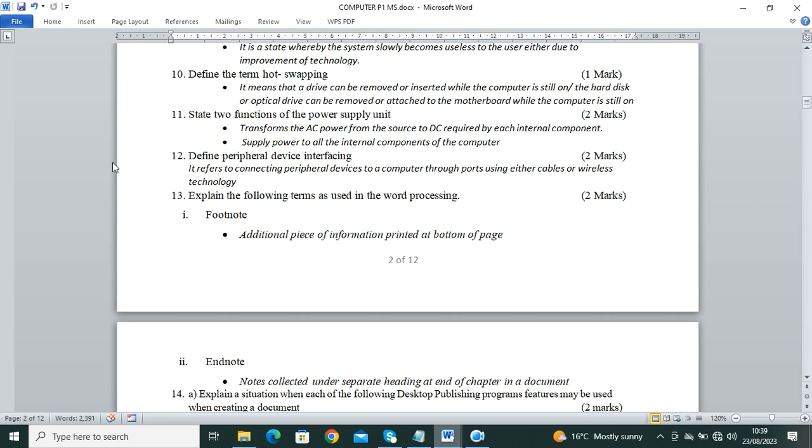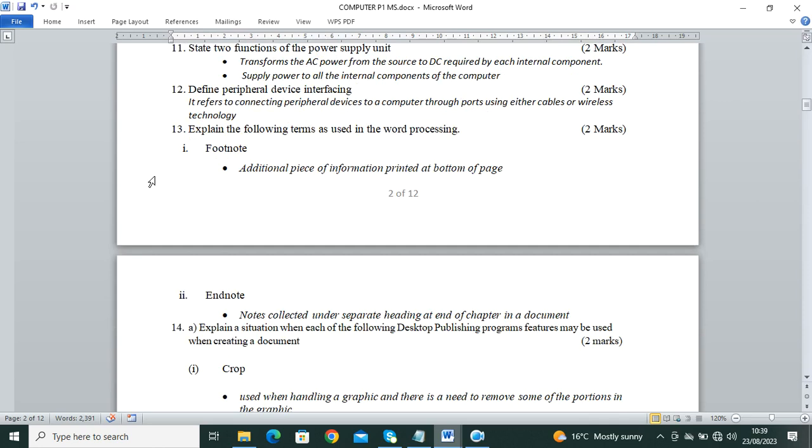Then we have question number 12. Define peripheral device interfacing. What is peripheral device interfacing? It refers to connecting peripheral devices to a computer through ports using either cables or wireless technology.